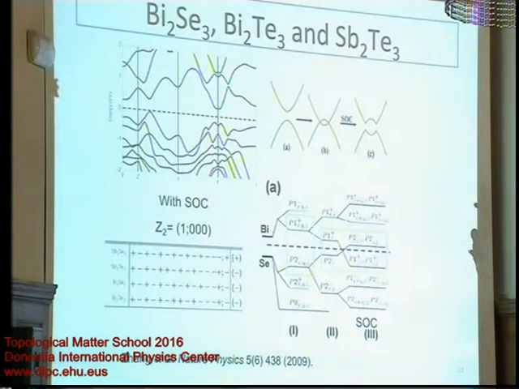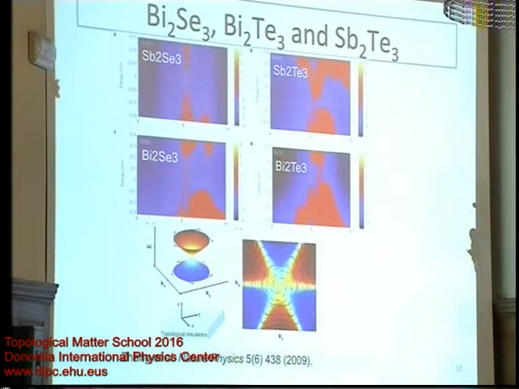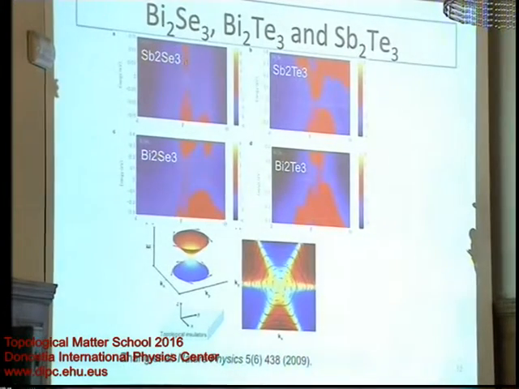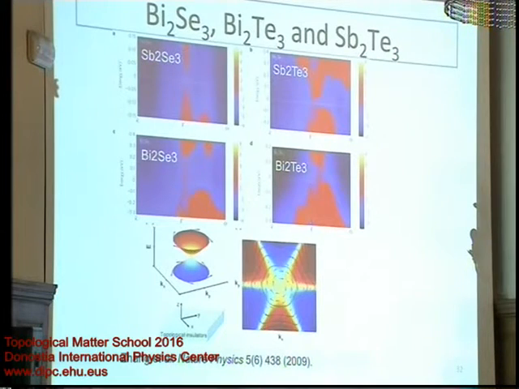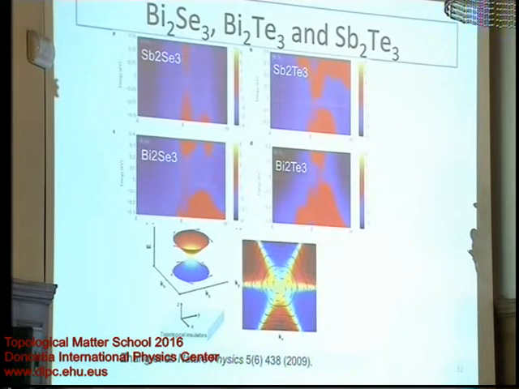Then the consequence on the surface is that you have this metallic surface state. For these three materials, the details are very different, but they have the same topology. And this one is the very light one. Compare: antimony is lighter than bismuth, and selenium is lighter than tellurium. This is very light, which means its spin-orbit coupling is weak. It's weak, not enough to make this band inversion happen. This is a negative example, but it's good for us to understand what happened.